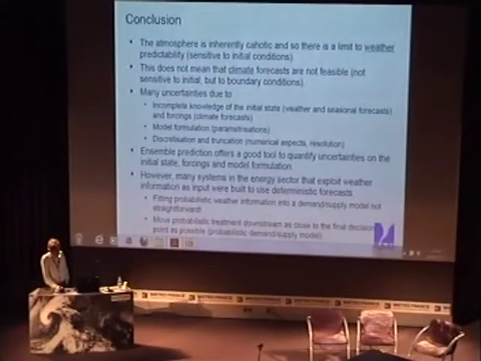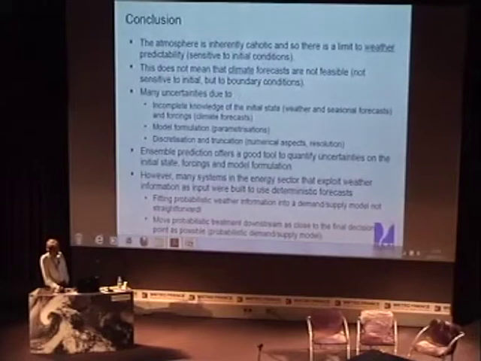The conclusion here is that we've seen that the atmosphere is inherently chaotic, and so there is some limitation to weather predictability. When you want to predict weather, you are sensitive to initial conditions, and you will never get them perfect. So forget it if you want to predict the weather a year in advance. This does not mean that climate forecasts are not feasible. They are not sensitive to initial conditions, but more to boundary conditions.